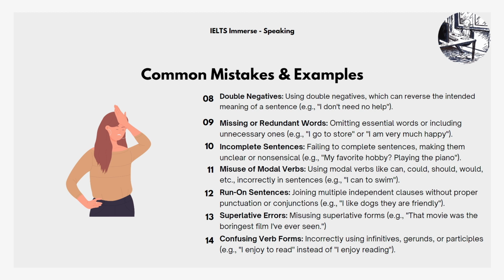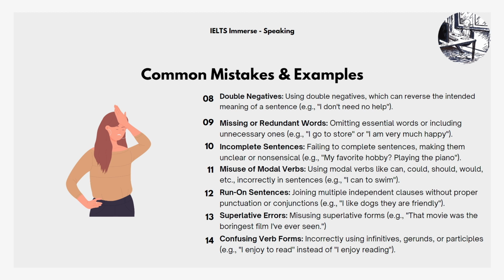Run-on sentences, joining multiple independent clauses. So I like dogs, they are friendly. Well, we're missing something there. We're missing that conjunction. I like dogs because they are friendly. Superlative errors. That movie was the boringest film I've ever seen. Boringest is not a superlative. We would say the most boring.